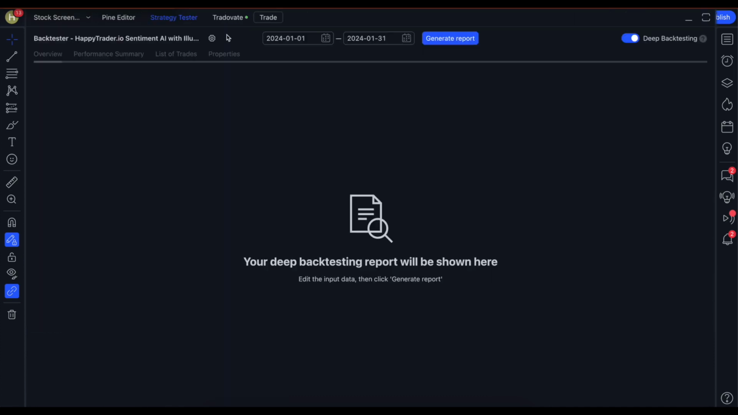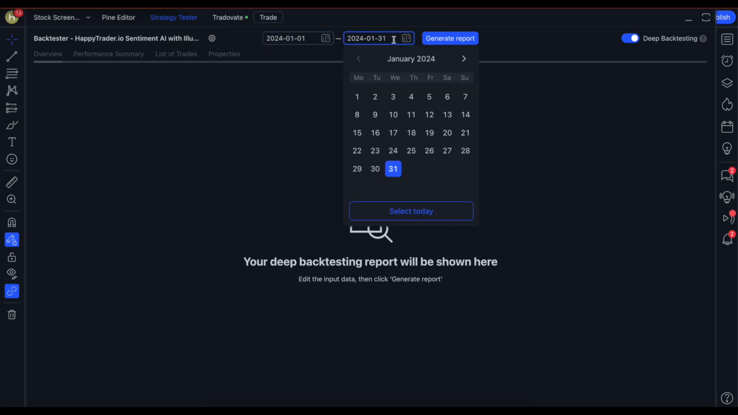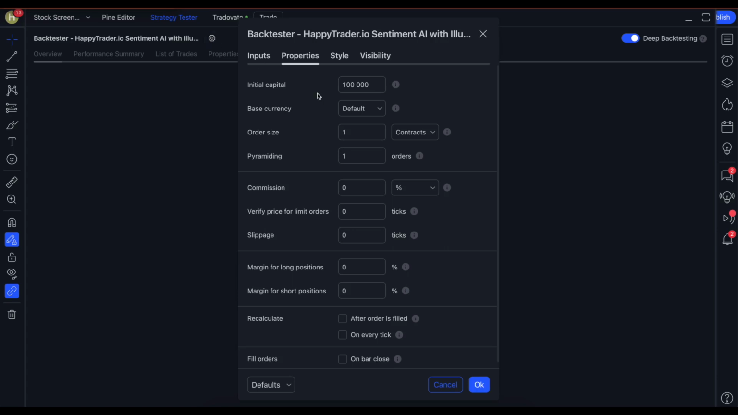So we're going to bring that up and see how we would have done with a $1,000 account starting size with one single contract. We're going to do a really small account size and just for January, so January 1st, 2024 to January 31st, 2024. So let's set some parameters for the small account size. Let's go with $1,000 in initial capital. We're only going to do one contract.